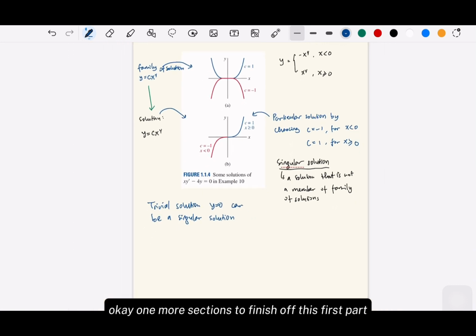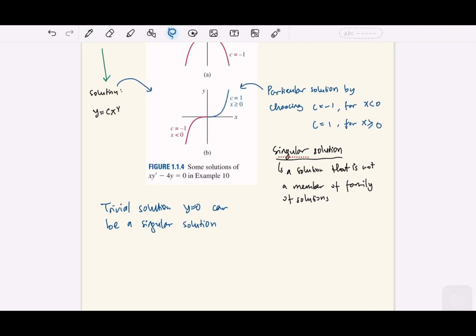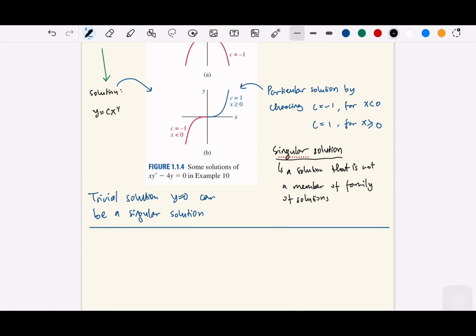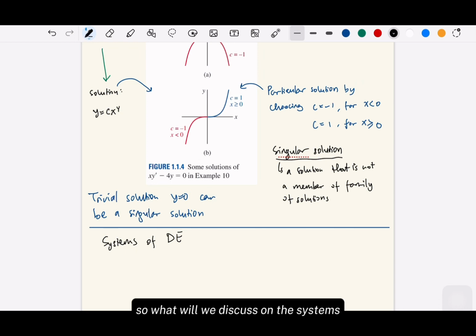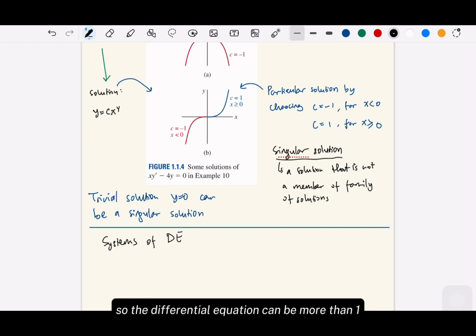Okay, one more section to finish off this first part. This is what we call systems of differential equations. What we will discuss on systems is that the differential equation can be more than one.